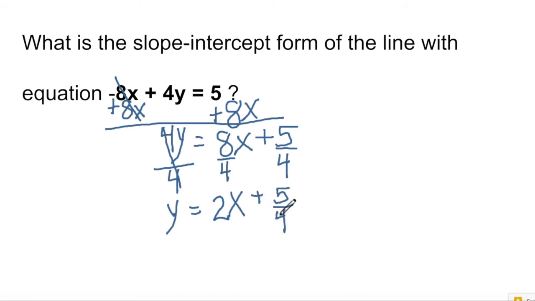So 2x plus 5/4. Our slope is 2, the y-intercept is 5/4. He asked us to write the slope-intercept form of the line. That's it. y equals 2x plus 5/4.